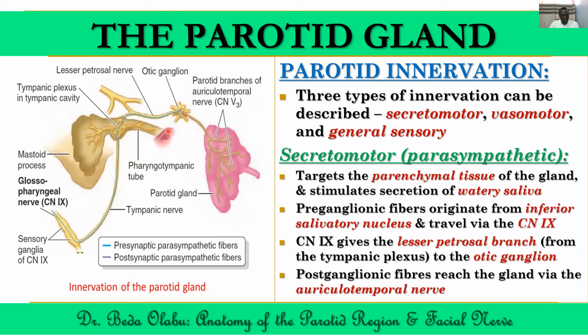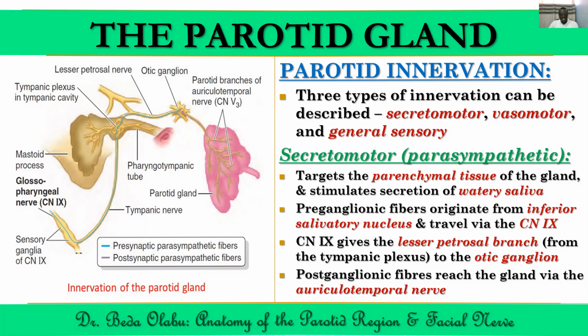This image captures that as well: from the glossopharyngeal nerve, preganglionic neurons go through the tympanic nerve, then later the lesser petrosal nerve to the otic ganglion. Then postganglionic fibers go to the gland, but now they hitchhike on the auriculotemporal nerve.